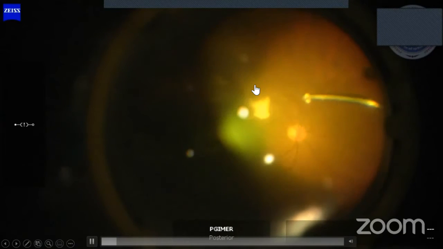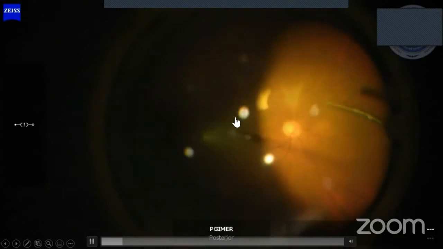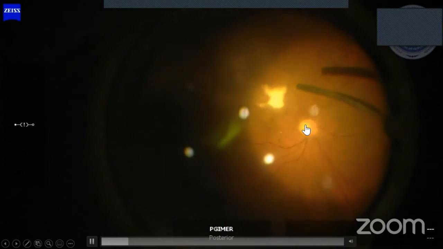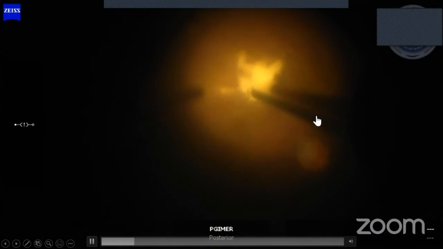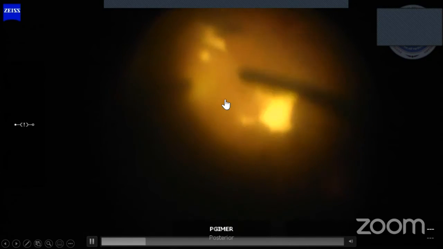The other reason was this lesion being very close to the fovea. Scarring would have resulted in traction on the fovea also. That was one of the concerns while deciding on a vitrectomy. After the core, the hyaloid detachment was kind of tricky. It was kind of stuck over here.